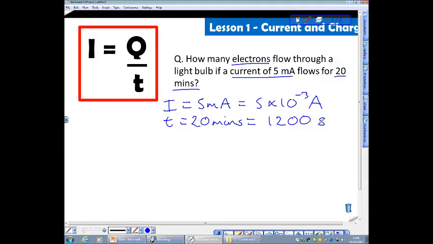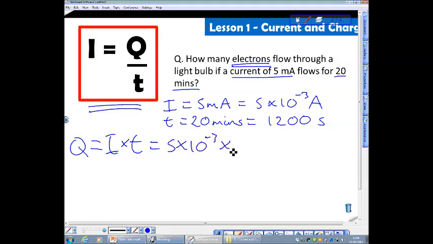But we want to find out the number of electrons that flow. But if we work out the amount of charge that flows, because we know the charge on each electron, we can then work out how many electrons that charge represents. So first of all, let's work out the charge. We need to rearrange our current equation. So we have Q as the subject, so it's charge is equal to current times time. So we have 5 times 10 to the minus 3 multiplied by 1,200, which tells us that 6 coulombs of charge flows in that 20 minutes.